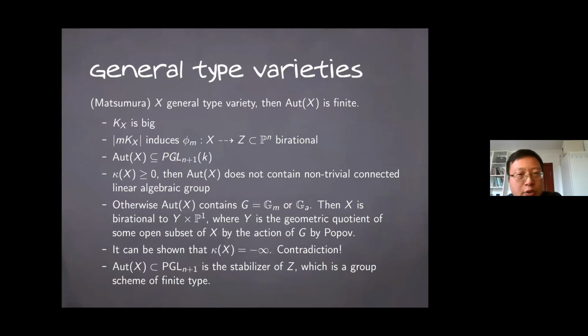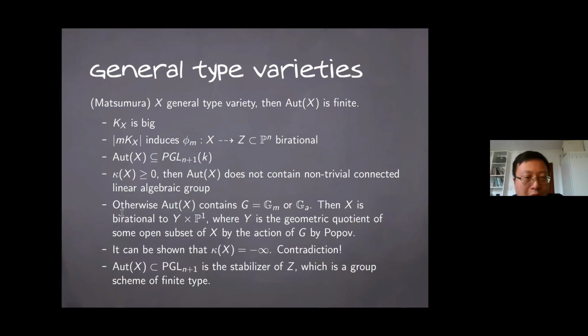So if, in positive characteristic, K_X is big, then this would induce a birational map. The closure of the image will be denoted by Z. Since this is induced by the canonical bundle K_X, this automorphism group will be contained in the automorphism group of P^n. And another thing is the Kodaira dimension is greater or equal to 0, and we also need this later. This automorphism group does not contain a non-trivial connected linear algebraic group. So this is a fact, actually not difficult to prove.